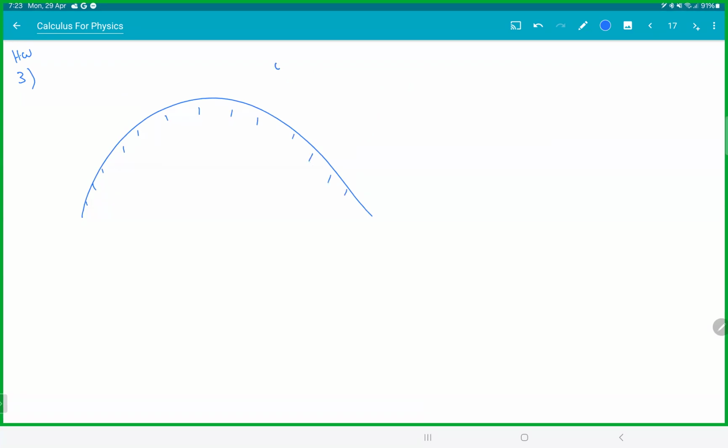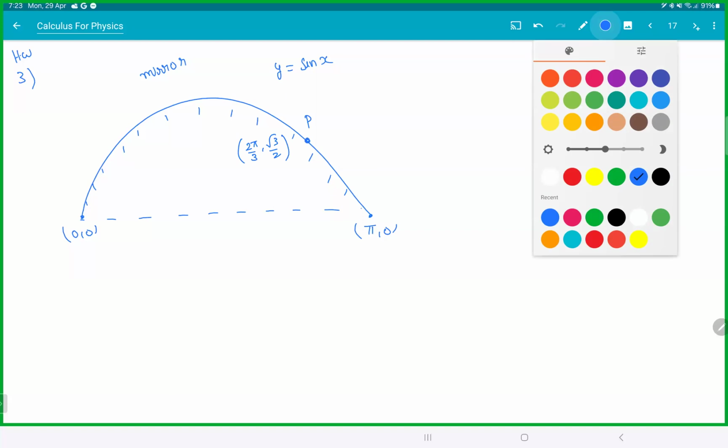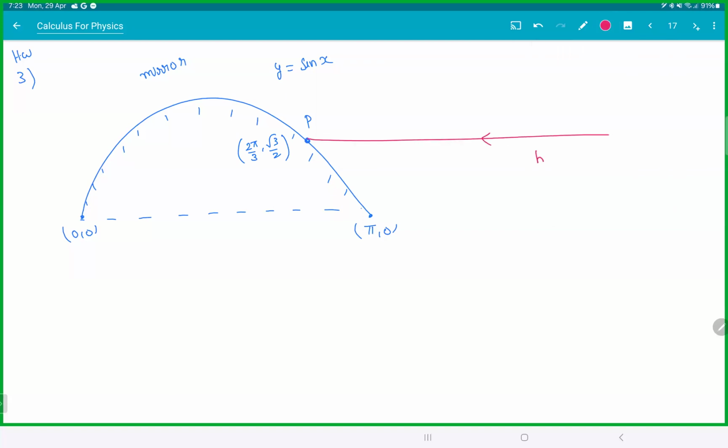So we have a mirror like this. This is a y is equal to sin x mirror. This point is the origin. This point is pi comma 0. That's your x-axis. We have a point P here whose coordinates are 2 pi by 3 comma root 3 by 2. You sent a horizontal light ray, and after hitting, it becomes like this. And this angle is phi. Now I'm asking in reverse. Find phi.